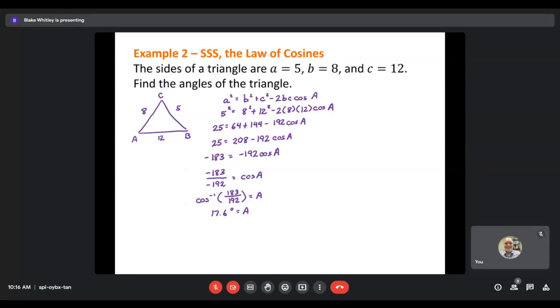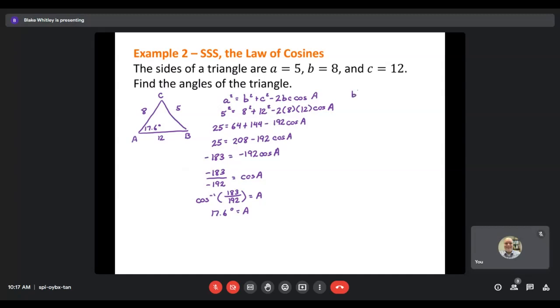All right, now once we know that angle, we still need to find the other 2. You might be tempted to say, since I know angle A and I know side A, let's just use law of sines. You technically can, but remember with law of sines, there are those occasions where you end up with the ambiguous case, and then you're choosing between 2 angles. If we just use law of cosines again, then we're guaranteed to get the correct angle, and we don't have to worry about that ambiguous case. So I'm just going to use law of cosines again to find one of the other angles. I'm going to go with angle B.